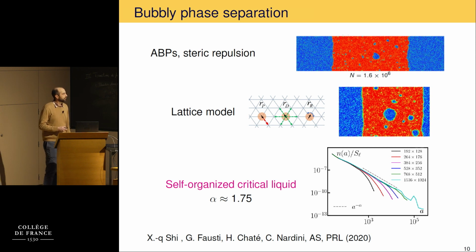Importantly, the coefficient here of the power law, alpha, is smaller than 2, around 1.75. And that means that if I keep increasing the system size, the total area of gas inside the bubbles will diverge. So something has to break down at some point.